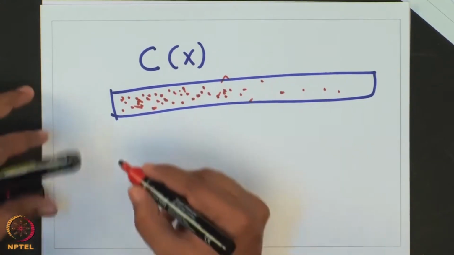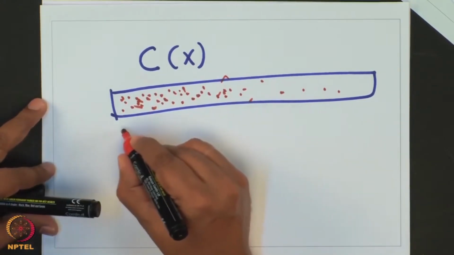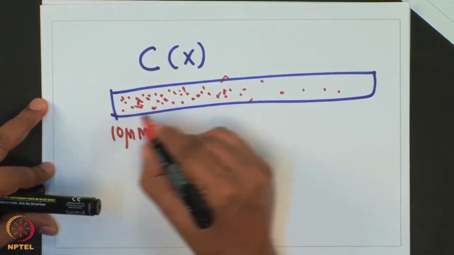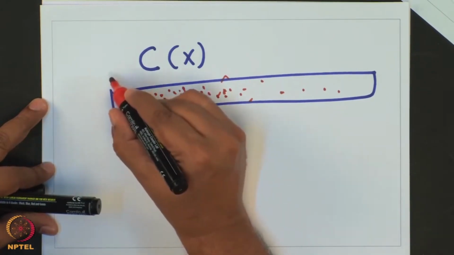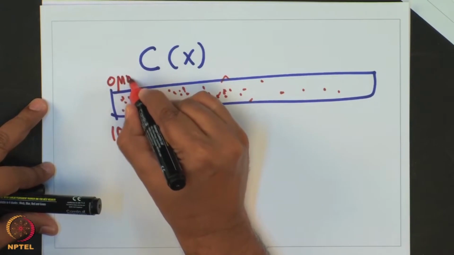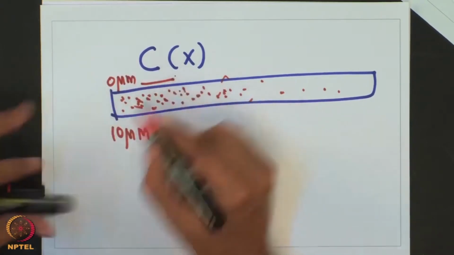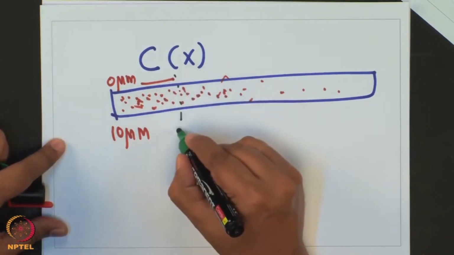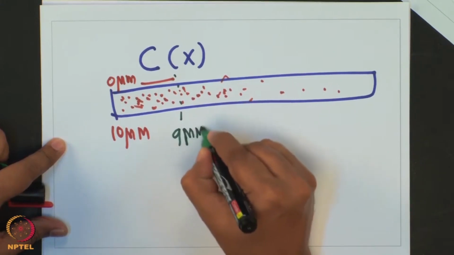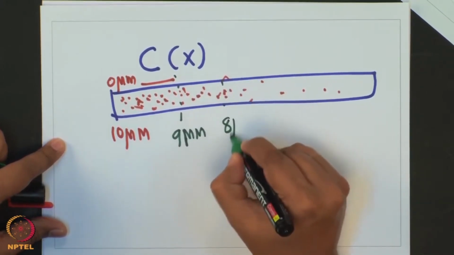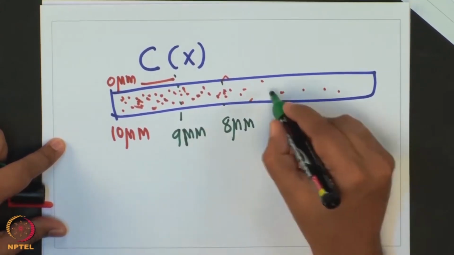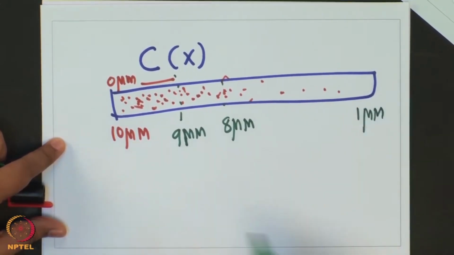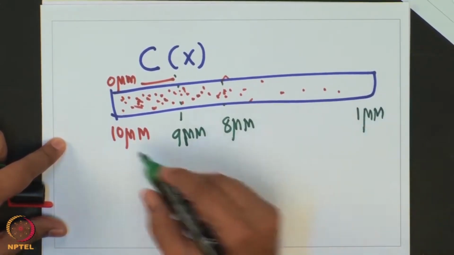Now as I move, this is 10 micromolar here, and let us say I go by 1 micrometer, where this is 0 micrometer, the distance. As I go 1 micrometer, the concentration is 9 micromolar. And as I go here, let us say the concentration is 8 micromolar, and so on and so forth, then it will become 1 micromolar here. So the concentration is changing 1 micromolar every micrometer.